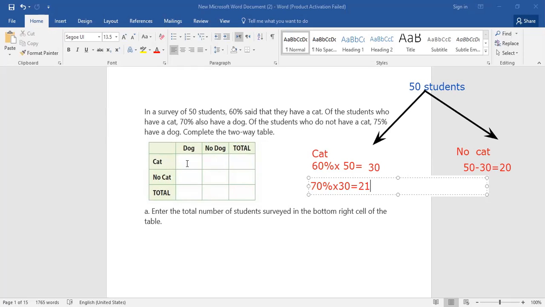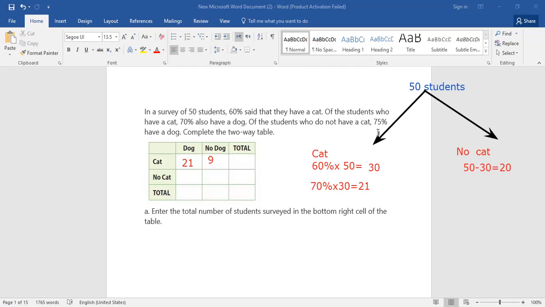Then have cat and have dog. How many students? 21, right? We will make 30 minus 21 to get the ones who have no dog. So this is those who have a dog. Then how many students don't have a dog? 9. That have a cat and don't have a dog, it will be 9. After that, we will continue.